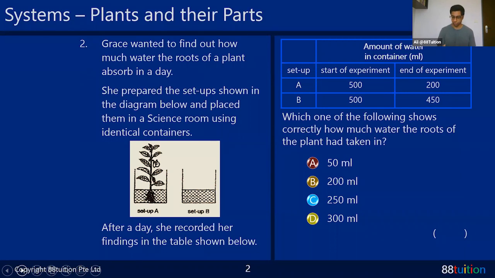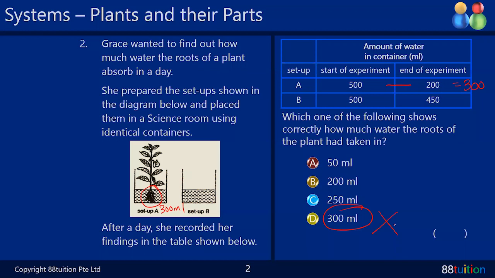Okay, I'm sure all of you know the answer should have been 500 minus 200 equals 300 ml of water was absorbed by the one with the roots. So 300 ml of water was absorbed. So a lot of you may put answer D, but it's wrong. Okay, D is the wrong answer.